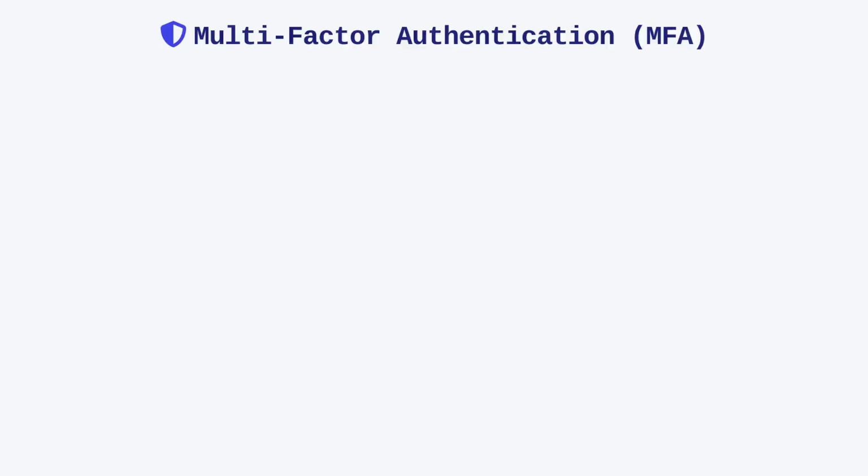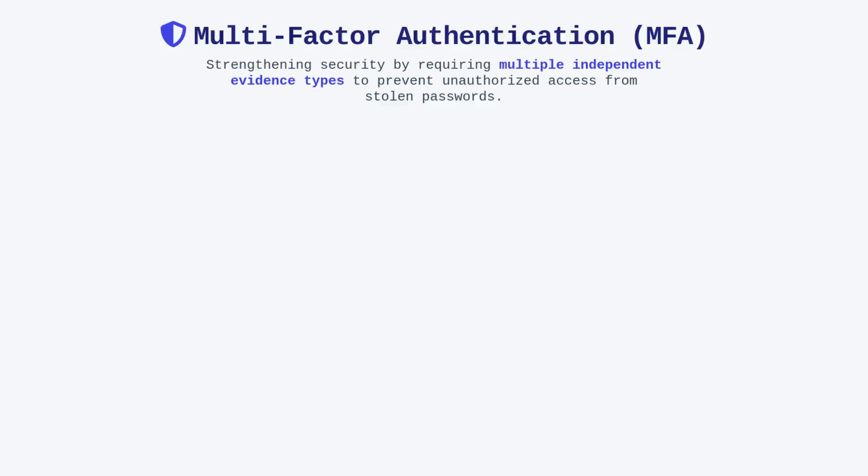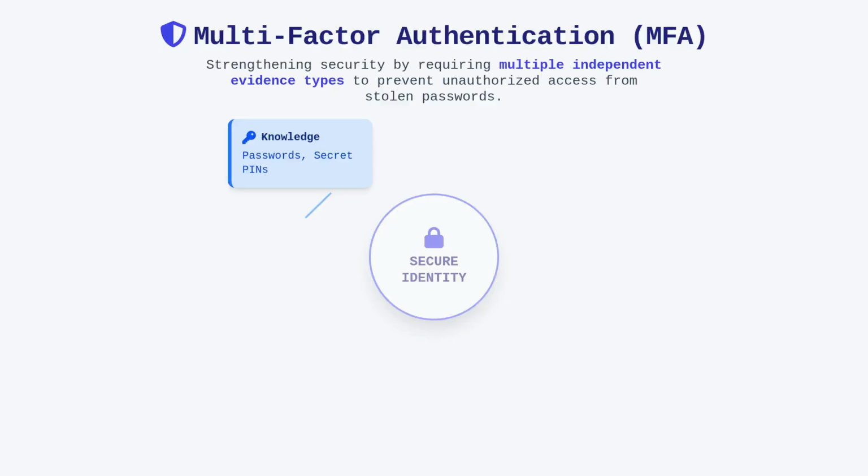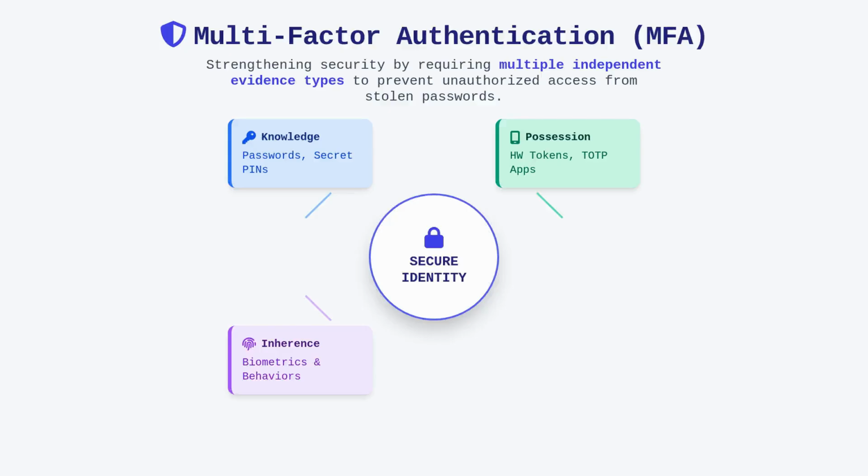Because passwords are inherently vulnerable to theft or social engineering, we must augment the authentication process with multi-factor authentication. MFA requires the user to provide two or more distinct types of evidence to verify their identity. These factors fall into several categories, including something you know, like a secret PIN or password, and something you have, such as a secure hardware token or a mobile device generating a time-based one-time password. We also include something you are, which utilizes biometric data like fingerprints or facial recognition, and something you do, which might involve behavioral analytics like typing patterns or navigation habits.